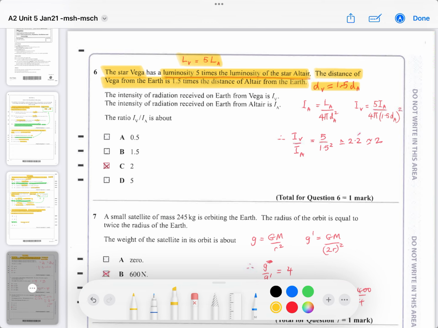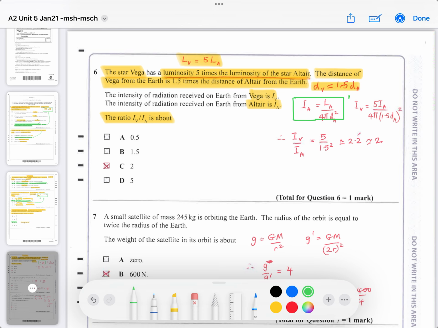And then they've given you the intensity of the radiation for Vega. They've labeled it IV. And the intensity of the radiation from Earth for the other one is IA. And they want you to work out IV over IA as a ratio. So you've got to use the equation, which I have shown you. Here it is: luminosity over 4 pi d squared. So for Altair, it will be the luminosity of Altair divided by distance from Earth. So if you put it in, you just keep it as LA over 4 pi dA squared.